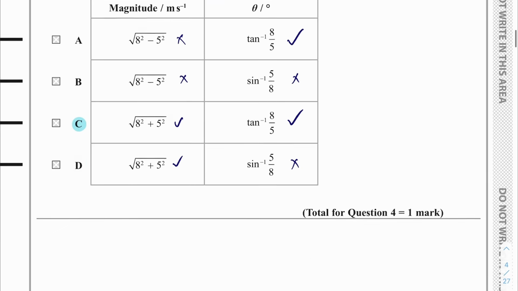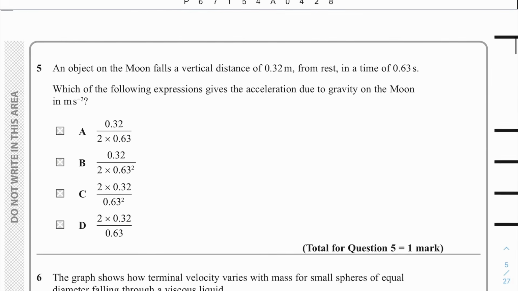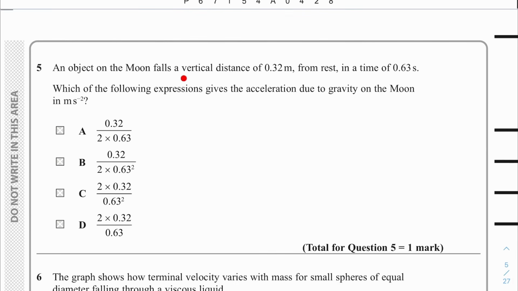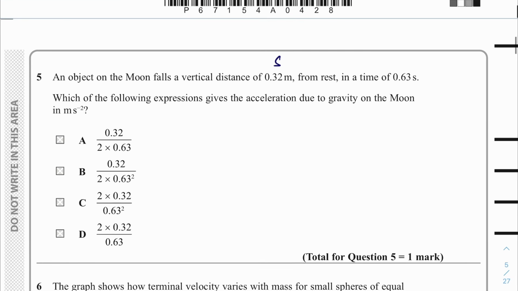Let's move on to question number 5. An object on the moon falls a vertical distance of 0.32 meters from rest, so u equals 0 here, and a time t equals 0.63. Which of the following gives the expression for the acceleration due to gravity on the moon in meters per second squared?